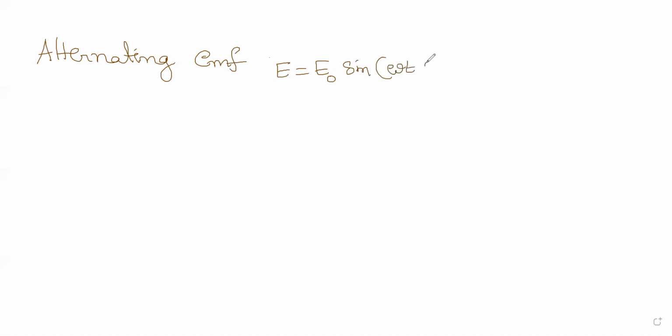Okay. Now after this, we have the alternating EMF, given by E is equal to E naught sine of omega t plus phi. The phase angle now is phi. It is not 90 this time. The phase angle is phi. So I is equal to I naught sine omega t. We'll take this into consideration now.